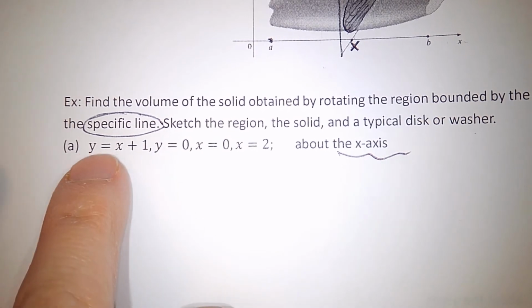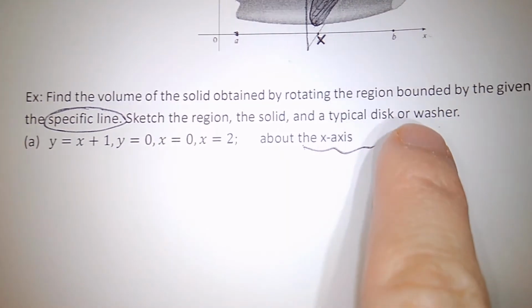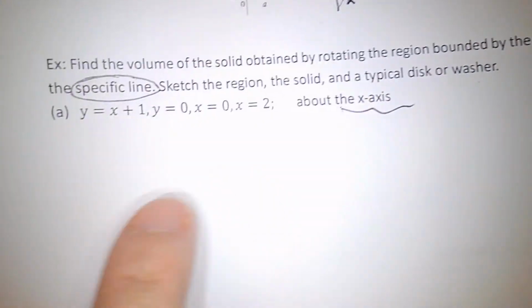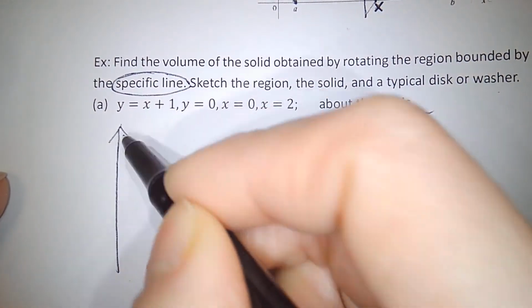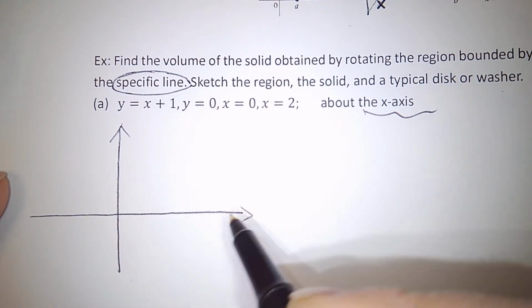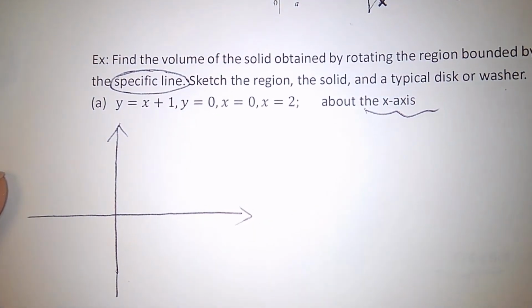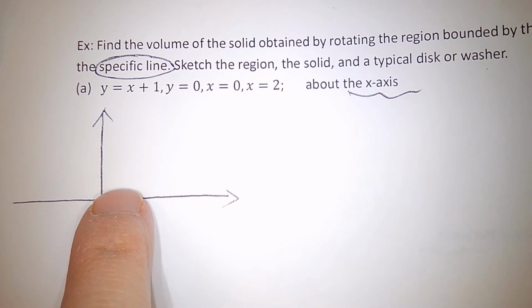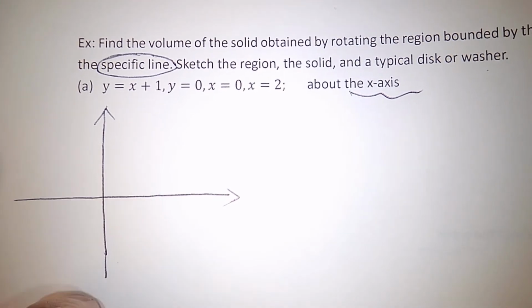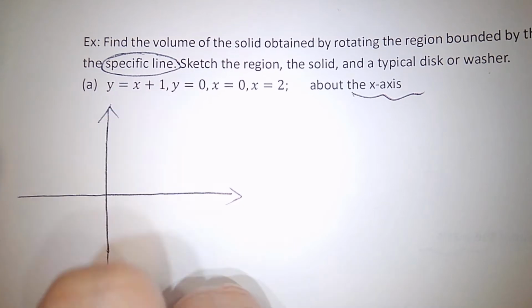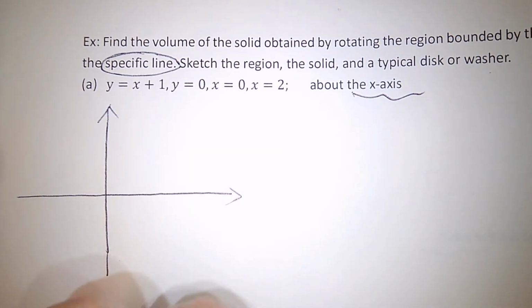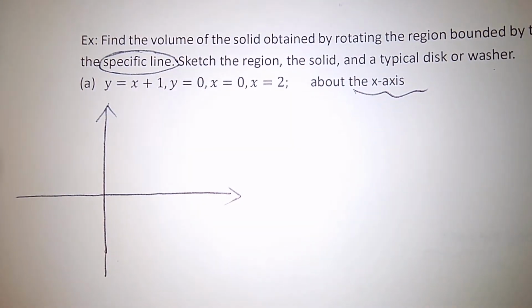So what is the bounded region? Let's figure out the bounded region first. Draw a picture and then figure out what kind of volume we should find. What is the bounded region? y equals x plus 1. What is that? A straight line. Do you know how to graph a straight line?